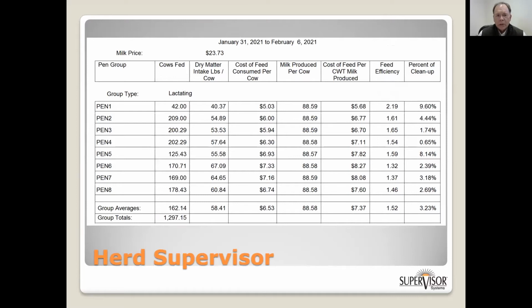So once those things are all in place, here's a quick view of feed efficiency from just milk versus feed fed. We have a dry matter intake of just over 58 pounds. Our milk production is 88 and a half, and our feed efficiency is 1.52. Percent cleanup, 3.23.